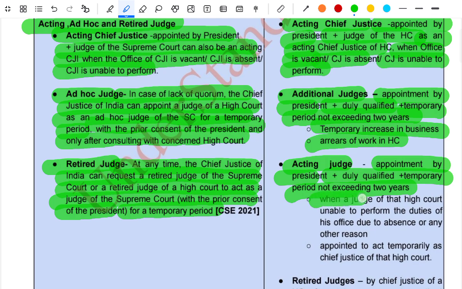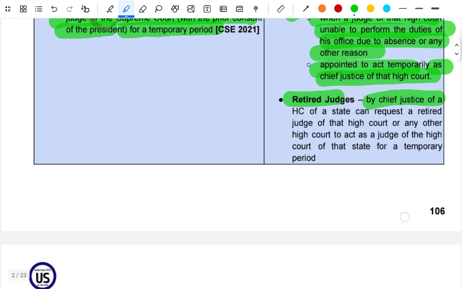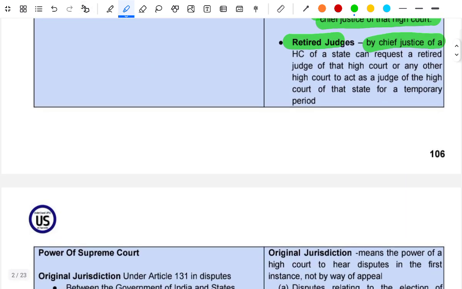When a judge of the High Court is unable to perform the duties of his office due to absence or any other reason, he is appointed to act temporarily as Chief Justice of the High Court. Retired judges: the Chief Justice of a High Court of a state can request a retired judge of that High Court or any other High Court to act as a judge of the High Court of that state for a temporary period.